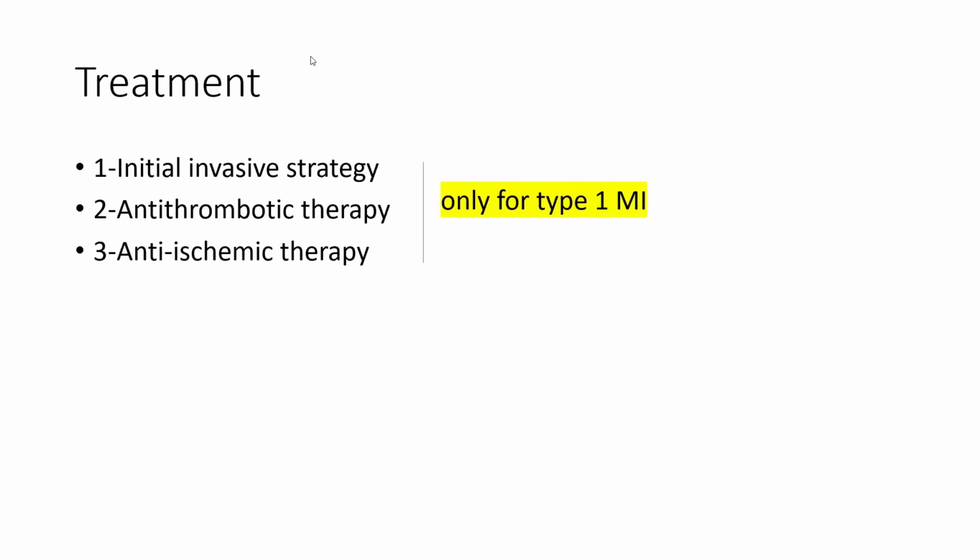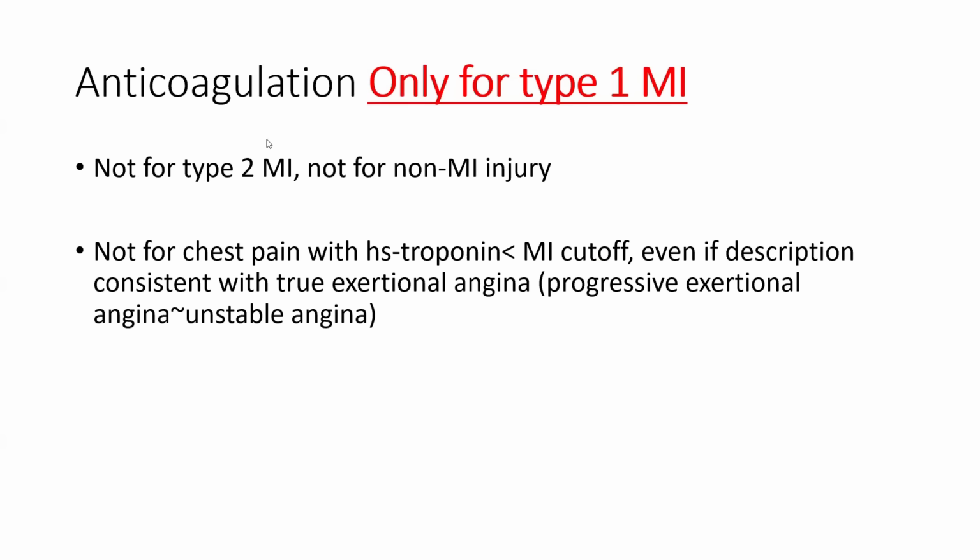Now, I'll move on to the initial ideas of treatment. What's the treatment of non-STEMI? There are 3 axes of treatment: initial invasive strategy, antithrombotic therapy, and anti-ischemic therapy. And those are only meant for type 1 MI. As I've explained earlier, anticoagulation is only for type 1 MI.